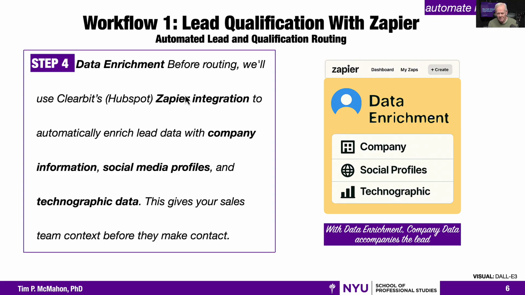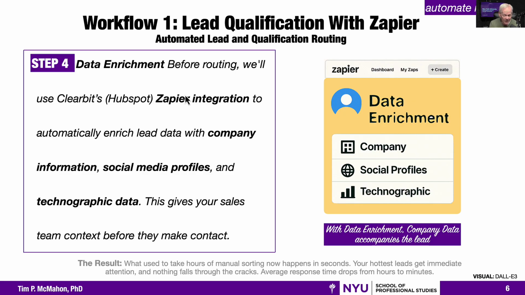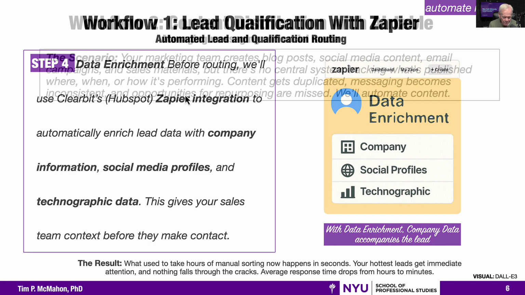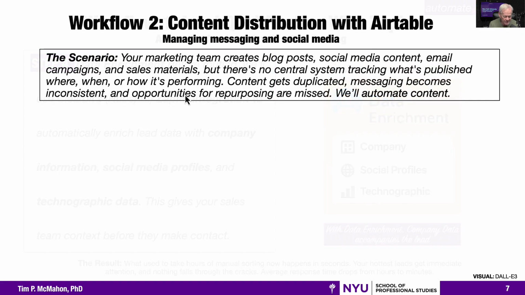That's the whole concept. It's a pretty simple idea, but essentially these platforms like Zapier give us an opportunity to do this. With data enrichment, company data accompanies the lead. Pretty simple. Now, the result here is what used to take hours of manual sorting now happens in seconds, right? Your hottest leads get immediate attention and nothing falls through the cracks. Average response time drops from hours to minutes, or even days to minutes, right?